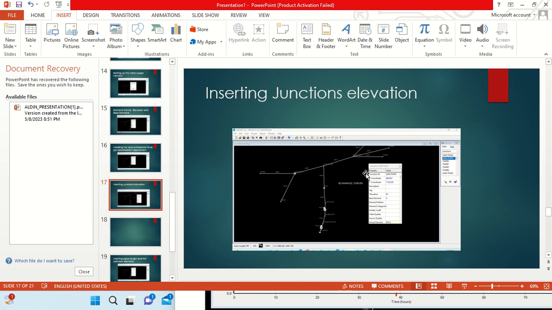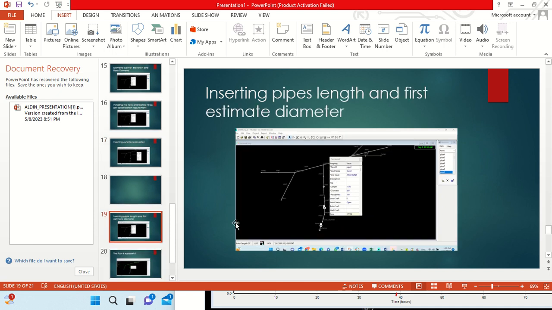Now that's where I inserted the junction elevations. And then we insert the pipe lengths and also estimate the diameter so that our pipes can be very durable and also satisfy the design that is required.